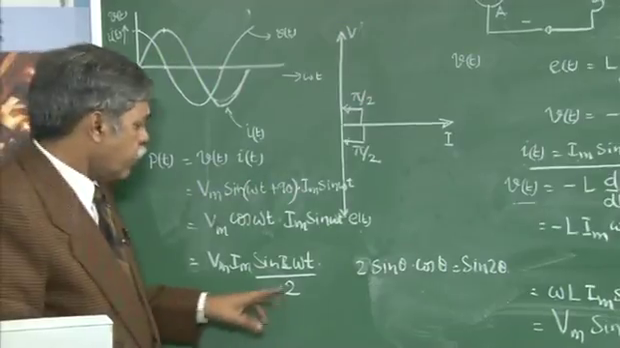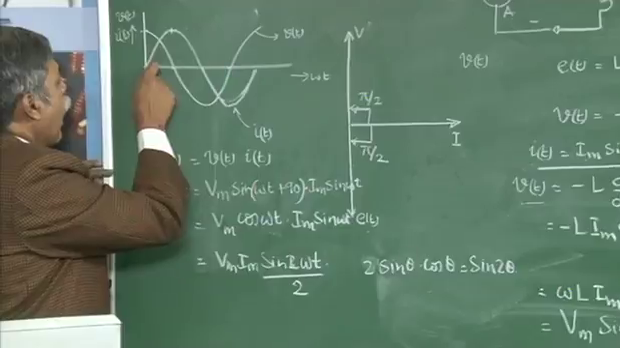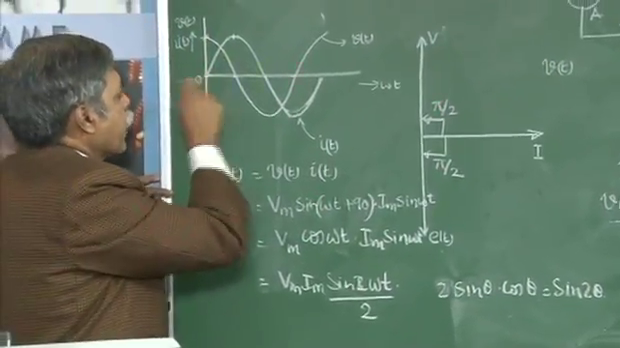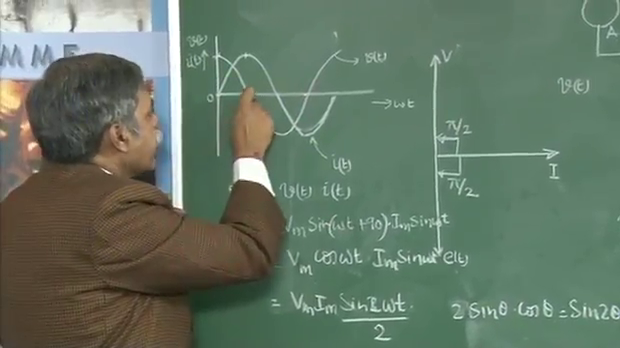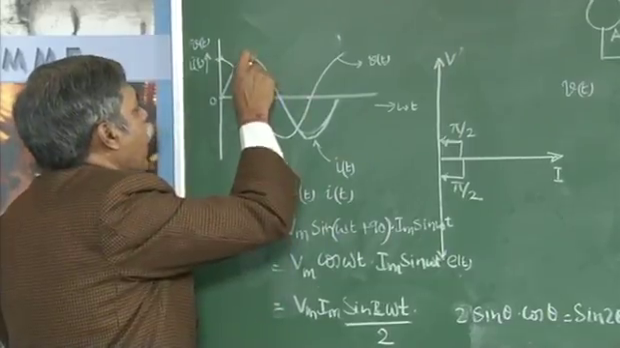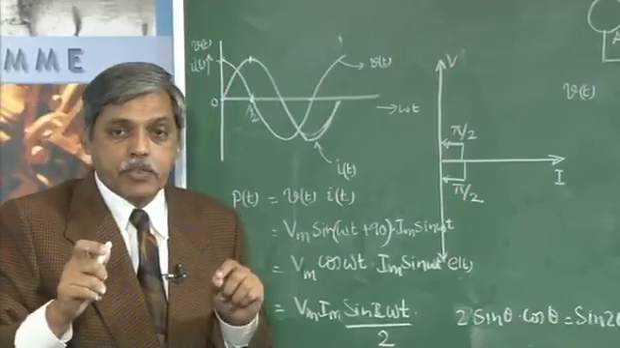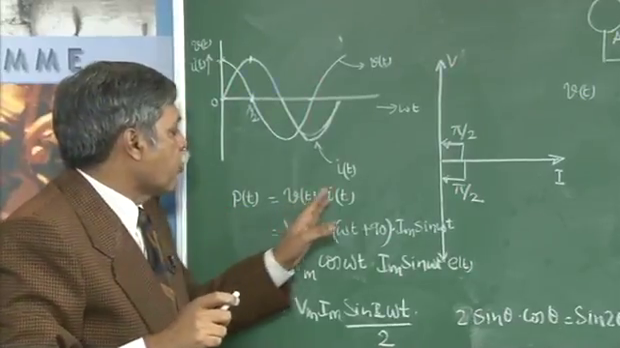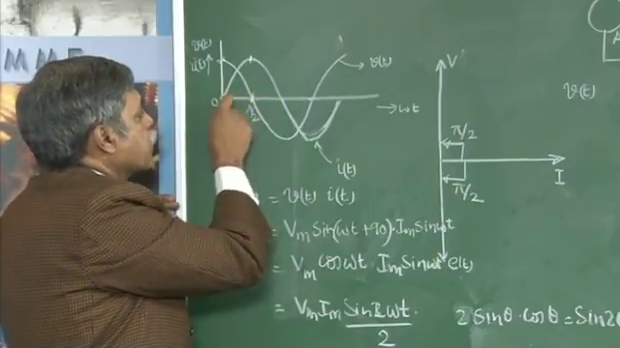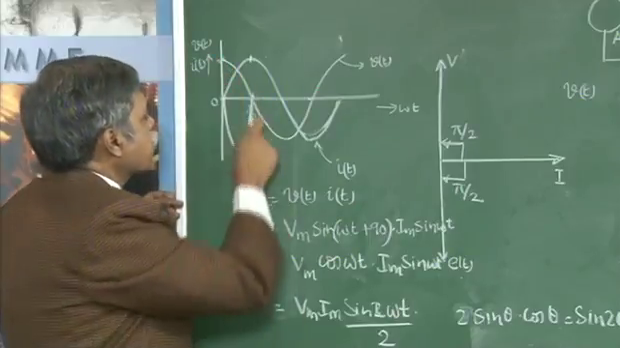Now if I show that as a waveform, I take this point where the current is 0 and voltage is maximum, so the product will be 0. At this point, omega t equal to pi by 2, I have a maximum value of the current but the voltage is 0, therefore the power, which is the product of voltage and current, is also 0. So between these two points the power varies as per a sine curve, like this.